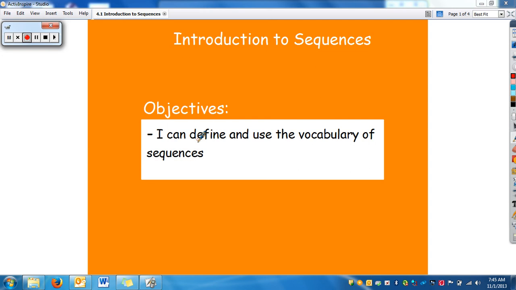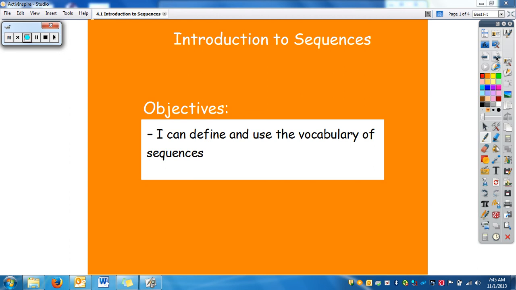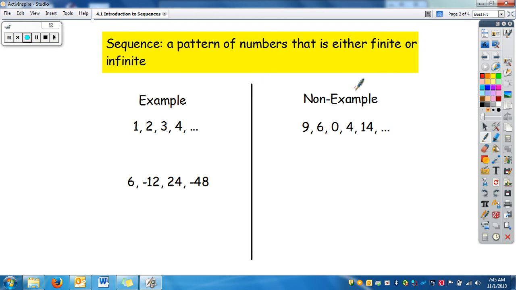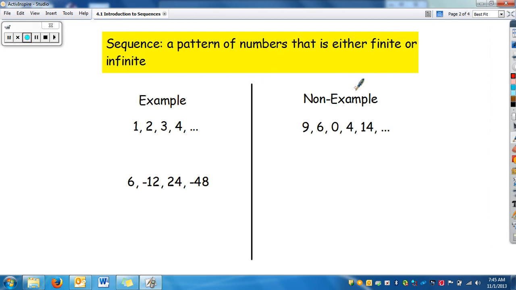In this video, we're going to look at sequences, and I'm just going to let you become familiar with sequences and what they are and how they work, and some of the vocab that surrounds it. So your only objective is that you can define and use a vocabulary of sequences. A sequence is really just a pattern of numbers that's either finite or infinite. Finite means that it stops. Infinite means that it keeps going.